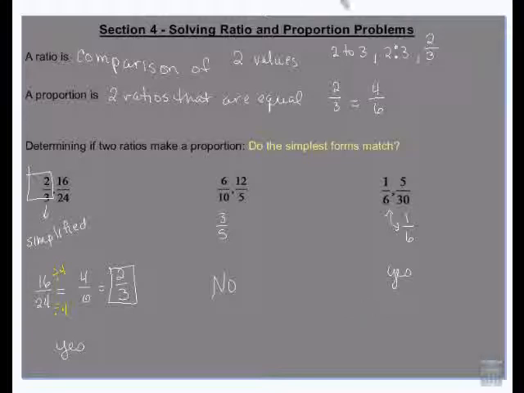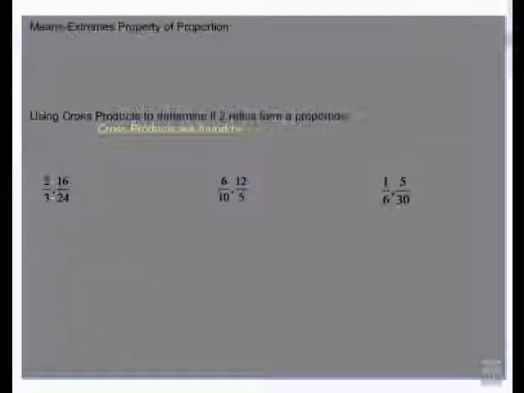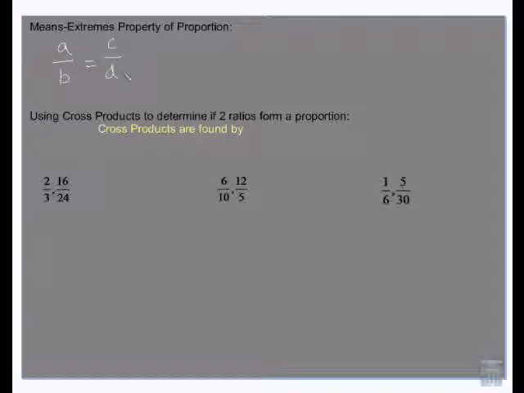But maybe you don't like simplifying fractions. Property of proportion. And I'm going to show you what that means. If A over B is equal to C over D, if these two things are equal, then AD is equal to BC. It's cross multiplying.